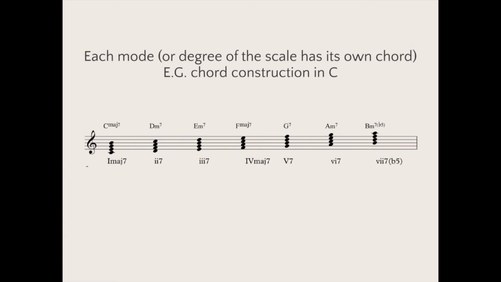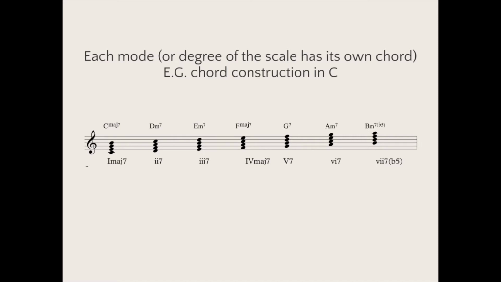Each mode or degree of the scale has its own chord. It has its own chord construction. As you can see, these chords have been constructed from the parent scale of C major. Underneath them, it gives you the chord quality. So in a major scale, the 1, which in this case is C major because that's the root key we're in, is a major 7.